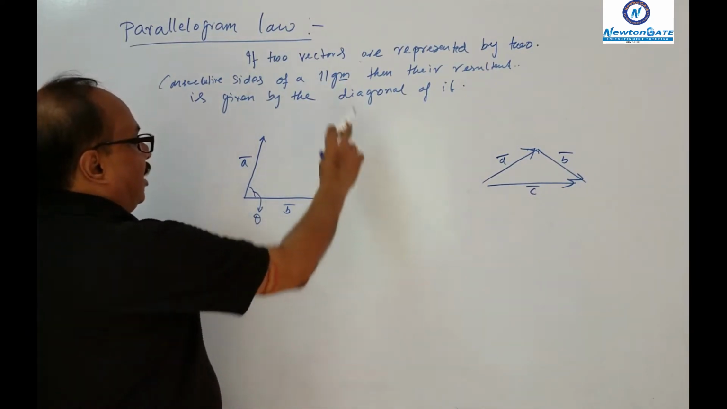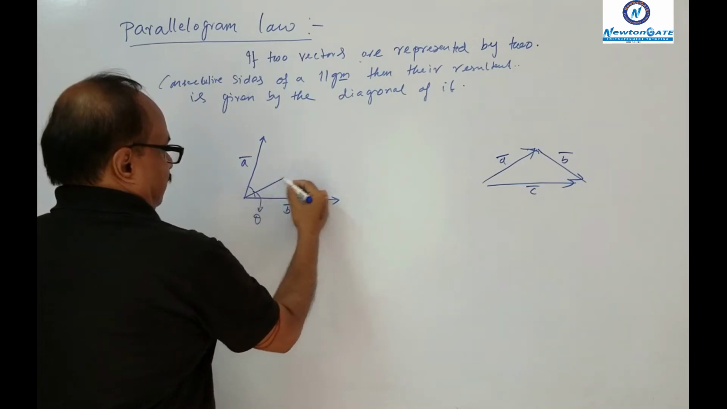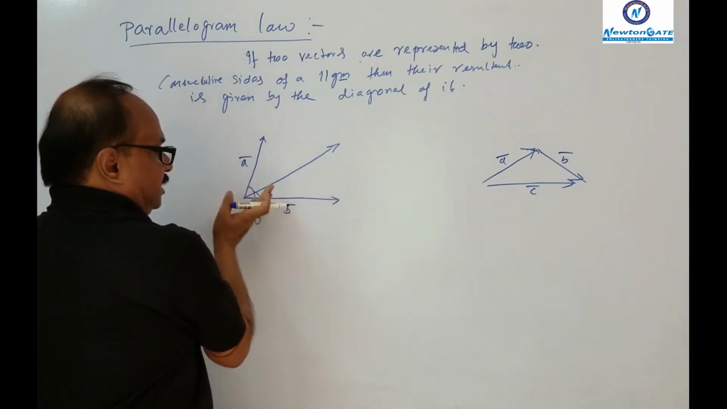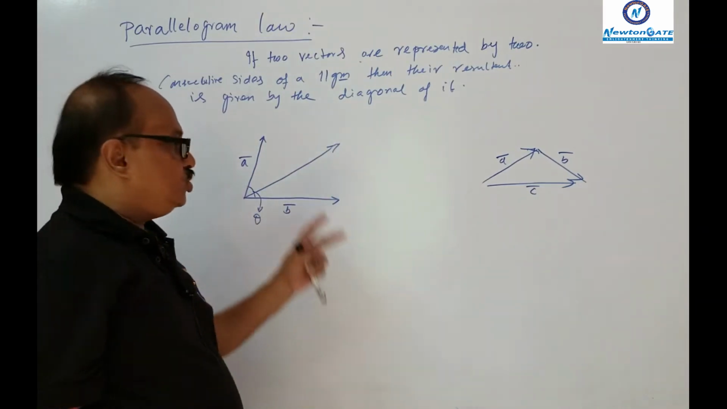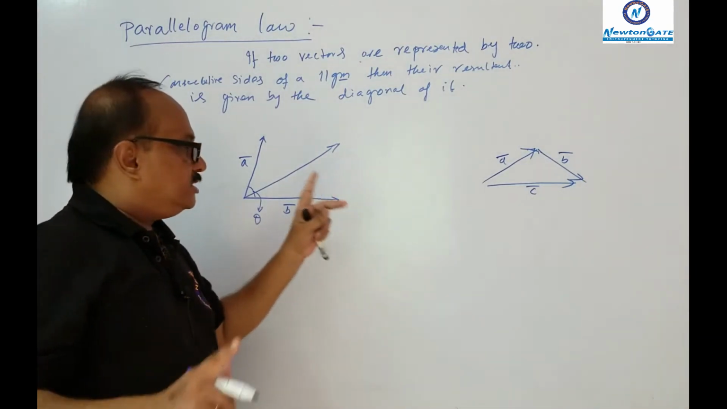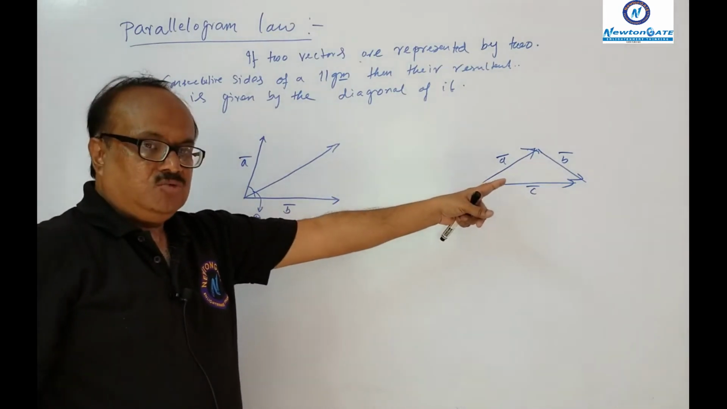Next, according to the law, their resultant is given by the diagonal of it. The diagonal of it is this. That is, these two vectors' resultant is given by this diagonal. And the length of the diagonal is the magnitude of the resultant. And once again, let me tell you, this is in no way away from the triangle law. Once again, I'm showing you how it is.